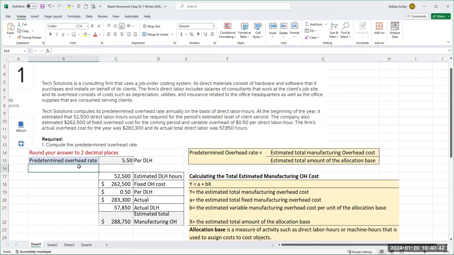Now that means that for every hour they work on a job, they're going to charge the customer $5.50. And this was an amount that was decided at the beginning of the year, because they only make this calculation once a year, and then they just apply it to jobs across the board that they do throughout the year.